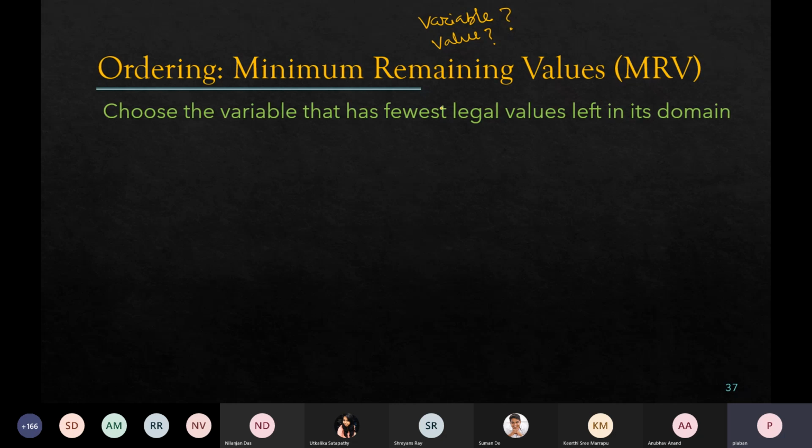As per the minimum remaining value or MRV heuristic, you choose a variable that has the fewest legal values left in its domain. Can you guess what is the motivation for this? Let's say we have n variables which are unassigned, and we want to choose a variable which has the fewest legal values left in its domain. So the question is why this should be a good heuristic.